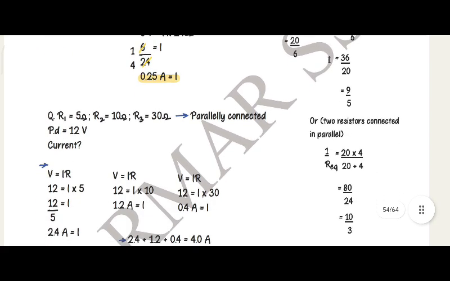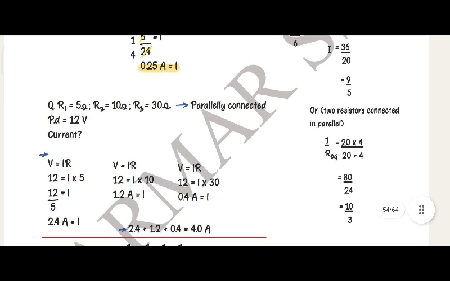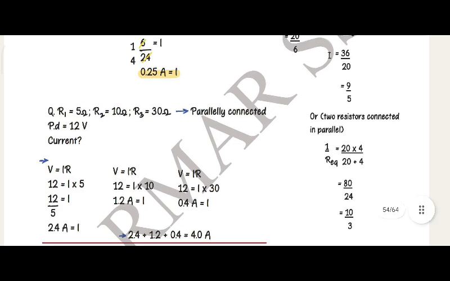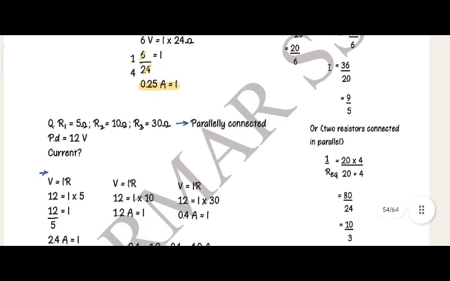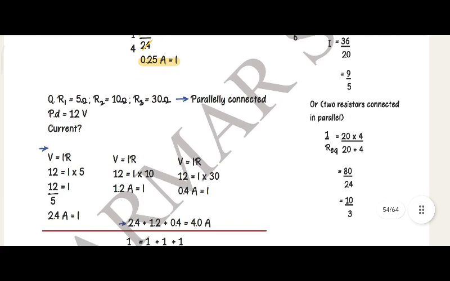For two resistors connected in parallel, Req is equal to 20 into 4 by 20 plus 4. That is equal to 80 by 24, that is 10 by 3.